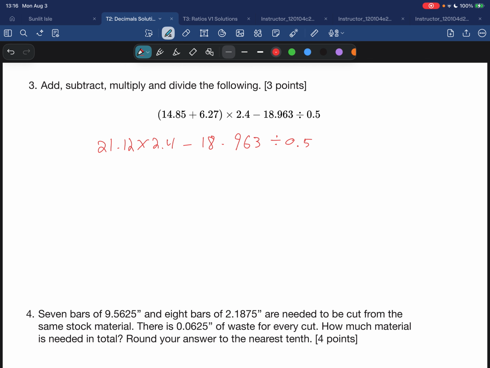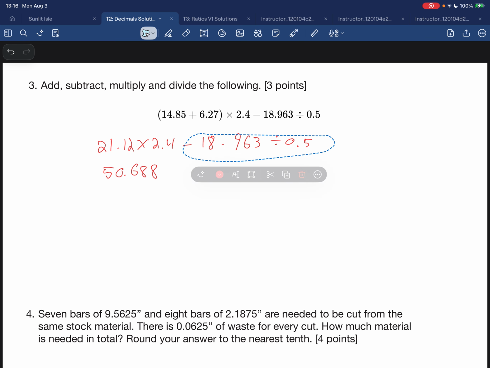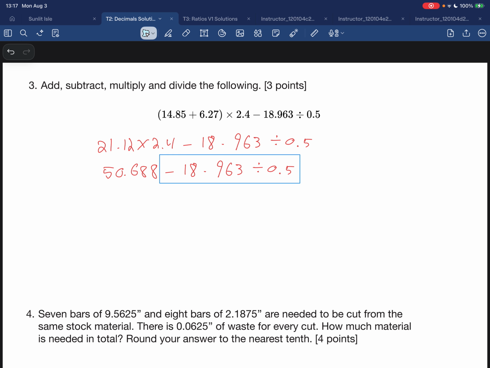Next, we don't have any more brackets. We don't have any exponents. So next comes multiplication and division. So I'm going to multiply 21.12 by 2.4 to get 50.688. And I'm going to leave that as it is for now.